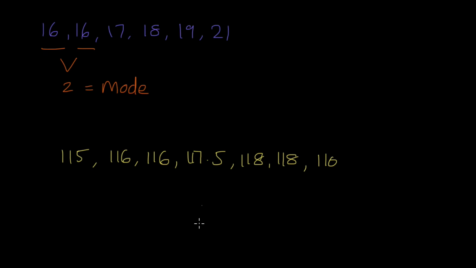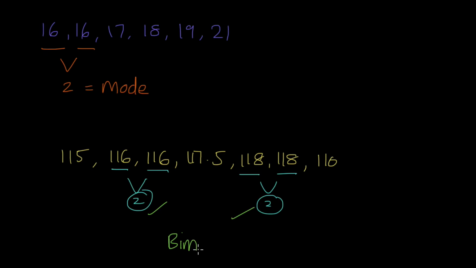Okay, so what if I had something like this? Now you're saying, well, I know that the mode is the most frequently occurring value, but here I have two frequently occurring values. So I have 116 that occurs twice, and I also have 118 that occurs twice. So which of these is the mode? Well, the answer is both of these are the mode. So if I have more than one mode, we refer to that as something called bimodal. Okay, bimodal.